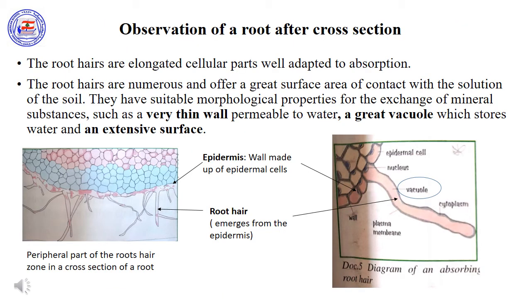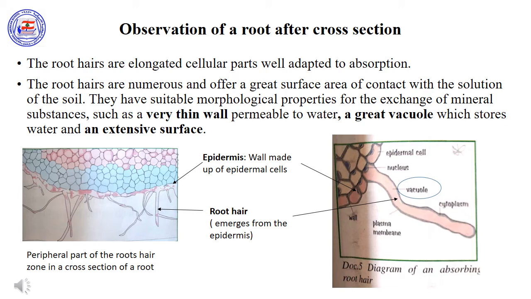So in the previous experiment, we saw that the root hairs are responsible for the absorption of water and minerals. But what are root hairs? The root hairs are elongated cellular parts well adapted to absorption. The root hairs are numerous and offer a great surface area of contact with the solution of the soil. They have suitable morphological properties for the exchange of mineral substances, such as a very thin wall permeable to water, a great vacuole which stores water, and an extensive surface.